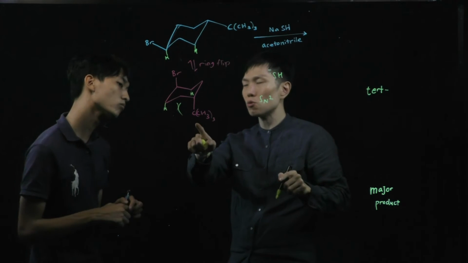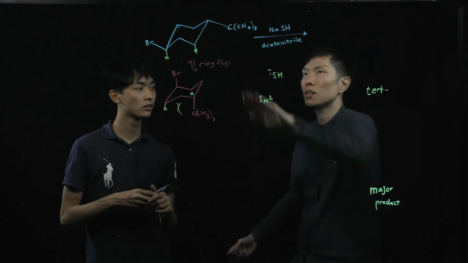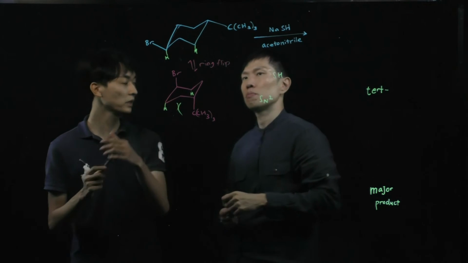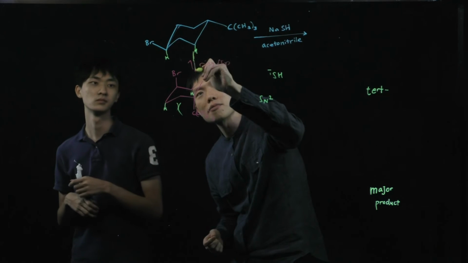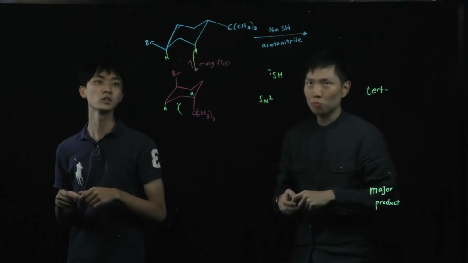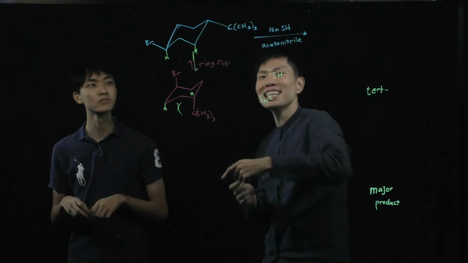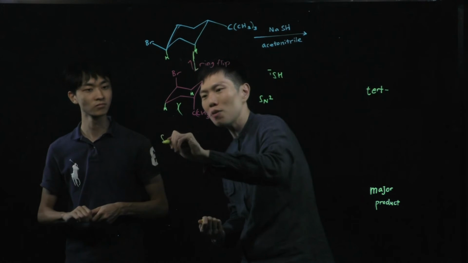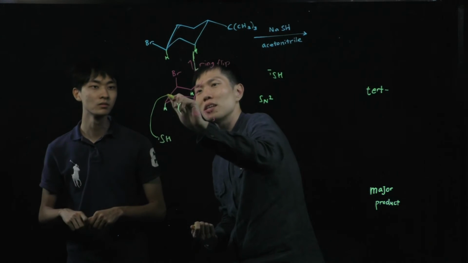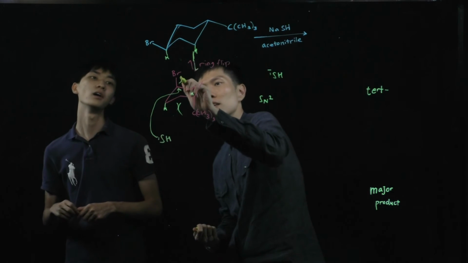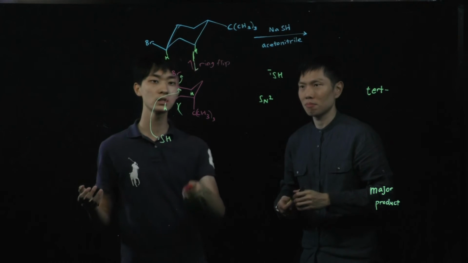When we have this, it's called the locking group, which locks it in the equatorial position. So this ring flip cannot happen? Very, very unlikely. But suppose it slowly equilibrates to this position here, then this SH can come from below and attack the Br, and remove it from below. But this can't happen, right?